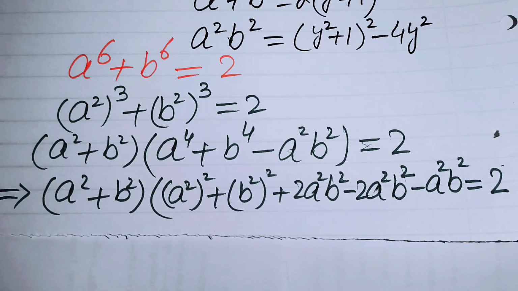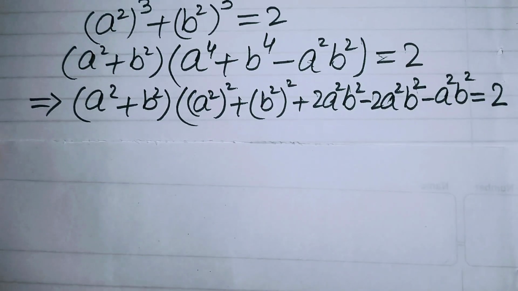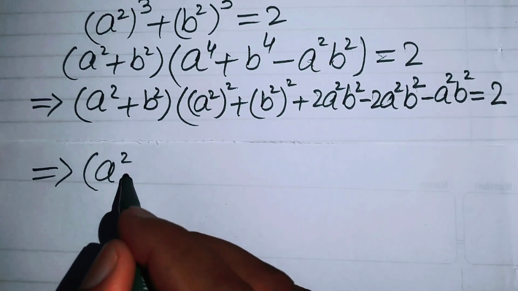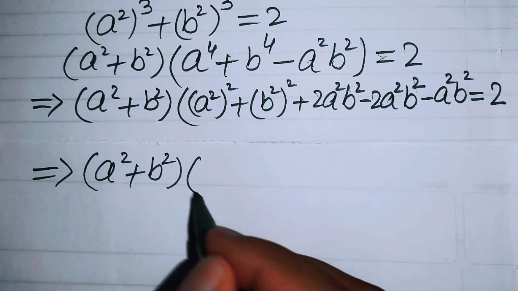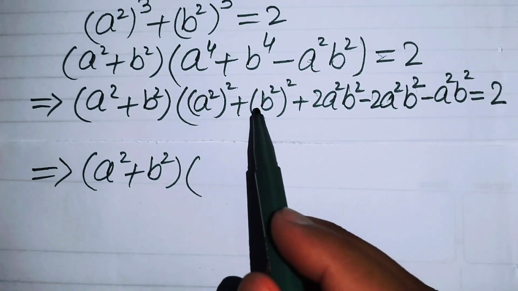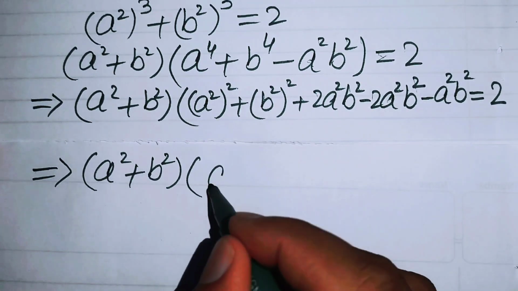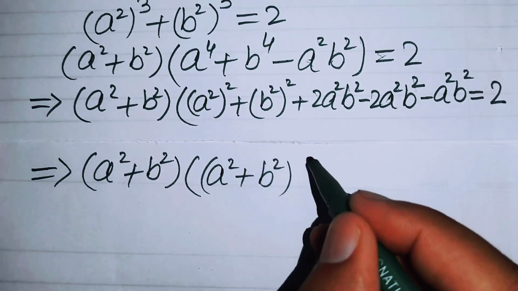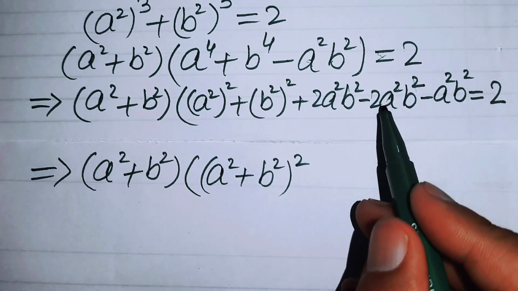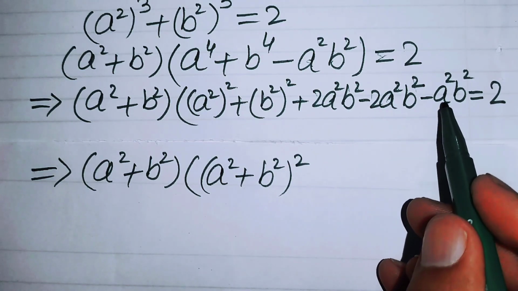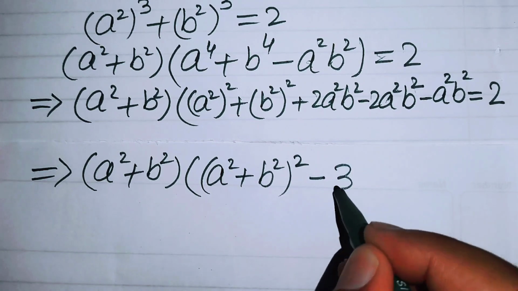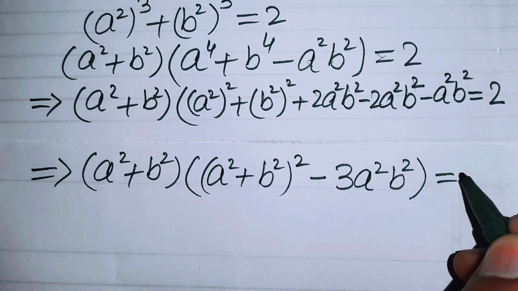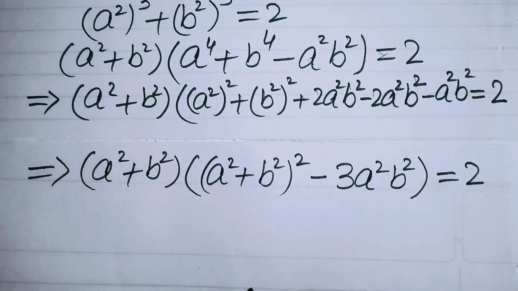And after this step I can take a little bit of simplification here, so that you will get (a^2 + b^2) times, here you have a^2 + b^2 + 2 times a^2 b^2, so it will be equal to (a^2 + b^2)^2. And here you have minus 2 times a^2 b^2 minus a^2 b^2, which is equal to minus 3 times a^2 b^2, and the whole is equal to 2.